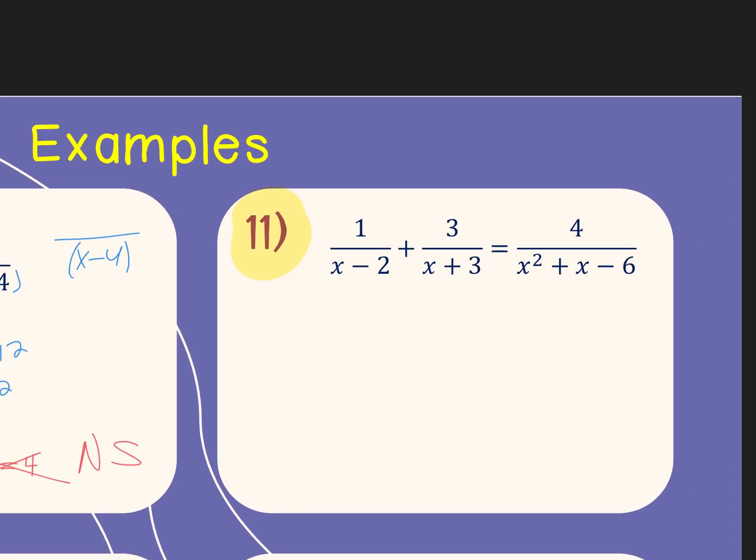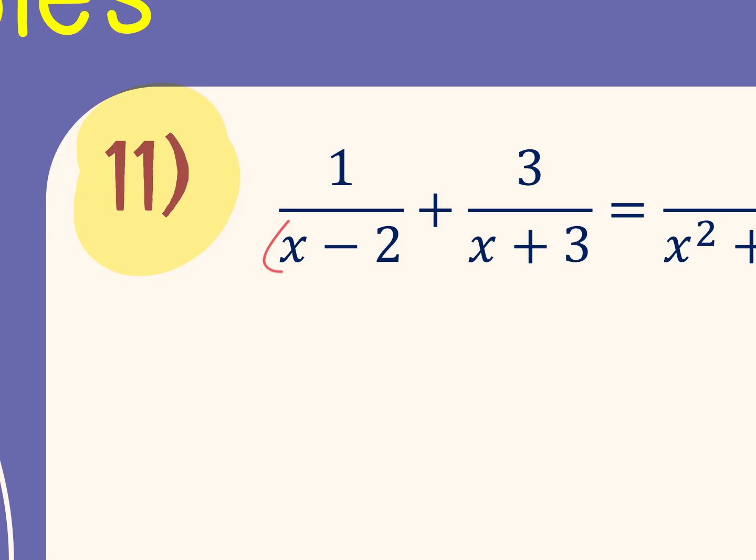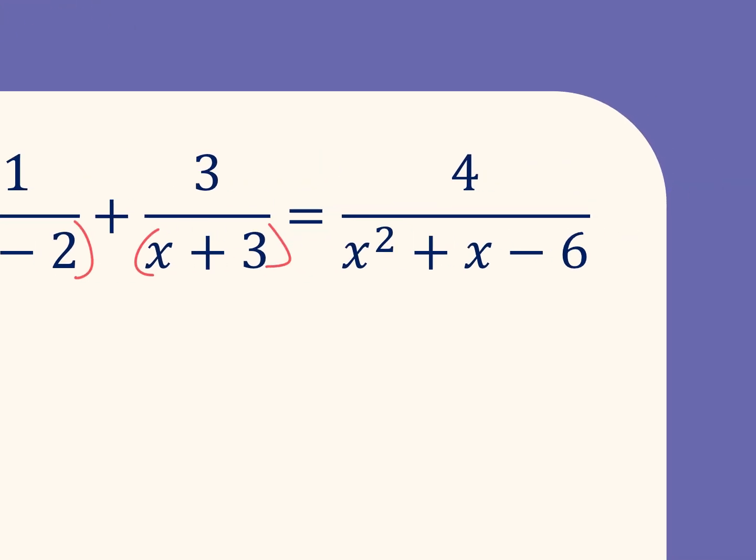So like look at number 11. All right, couple things with number 11. What do we notice with x minus 2? It's already factored. X plus 3, already factored. Can I factor x squared plus x minus 6? Yes. What can I factor that into? Factors of negative 6 that multiply to give me negative 6, but add to give me a 1. X minus 2 and x plus 3.